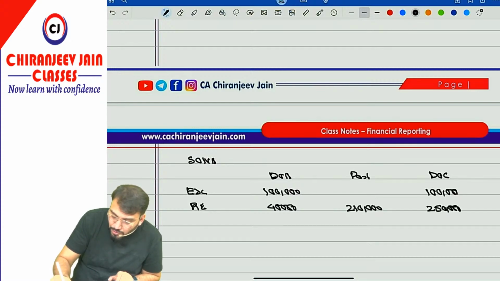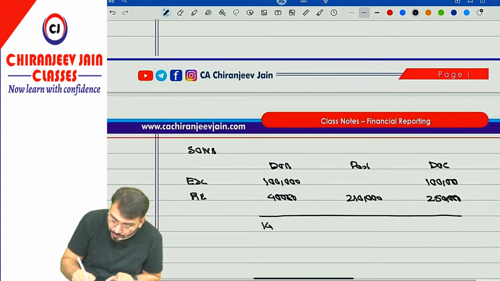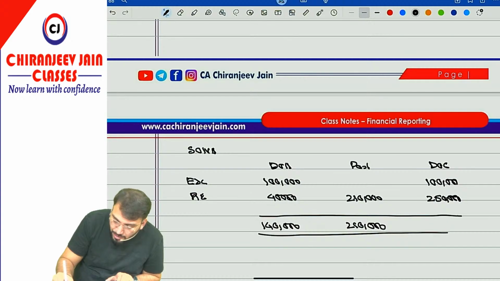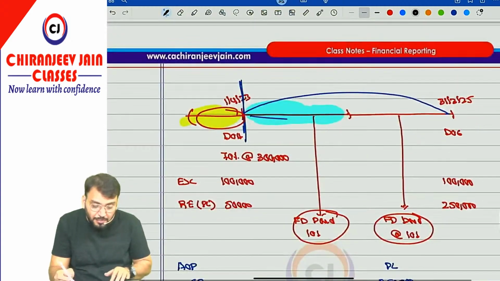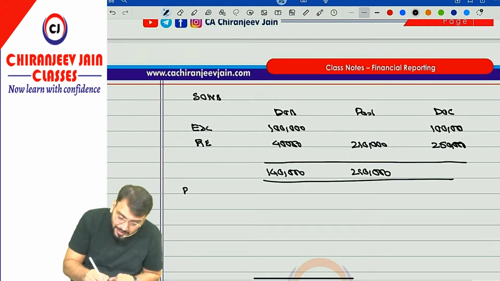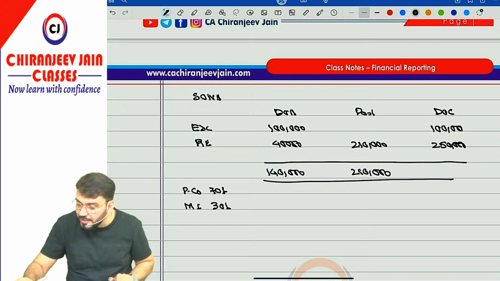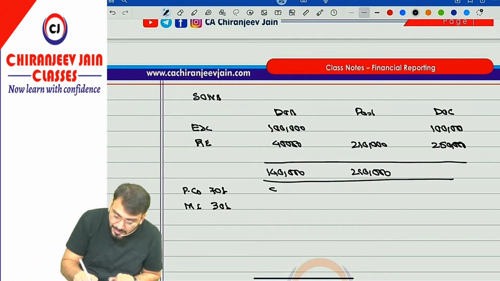2,50,000. This is equal to the closing balance. Got this point? This becomes 1,40,000 and 2,10,000. Now this will be allocated. So they have acquired what? They have acquired 70% at rupees 3 lakh. So in this, the parent company share is 70% and the minority interest share is 30%. So 70% of 1,40,000 is how much? That is 98,000.